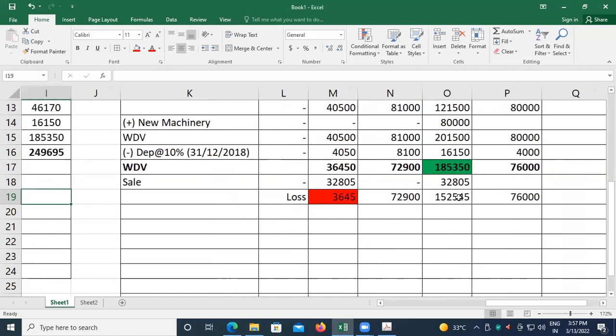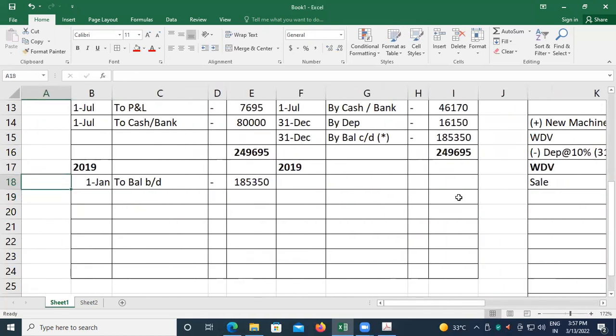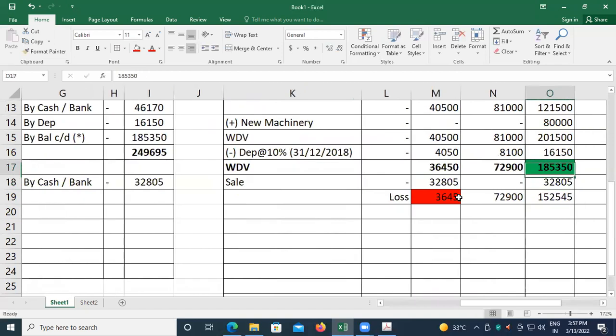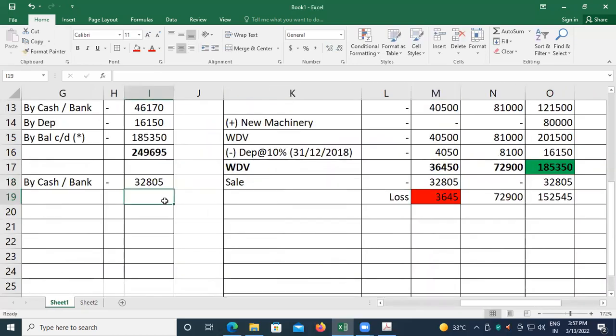Okay. So now we'll immediately go back to our ledger account. And remember, on January 1st itself, I'm selling my asset. So when we are selling the asset, what will be the journal entry? By cash or bank account. What is the sale of the asset? 32,805. Remember, you can see here, there is a sale, which is nothing but 10% less than the depreciated value. So let us go now.